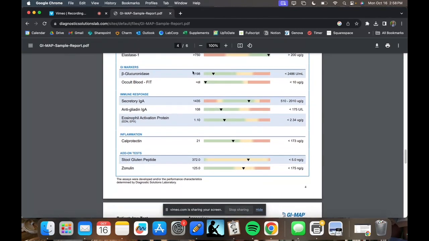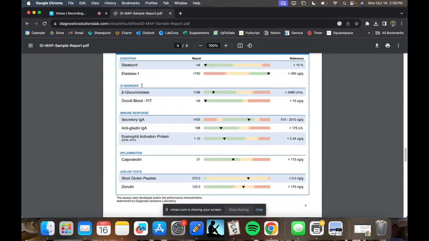Next here we have beta-glucuronidase. In the gut, it's produced by bacteria, and this can interfere with your body's glucuronidation, which is a mechanism that your body uses to get rid of waste and toxins in the body. And so if this is really high, I often see issues with detox and metabolism.